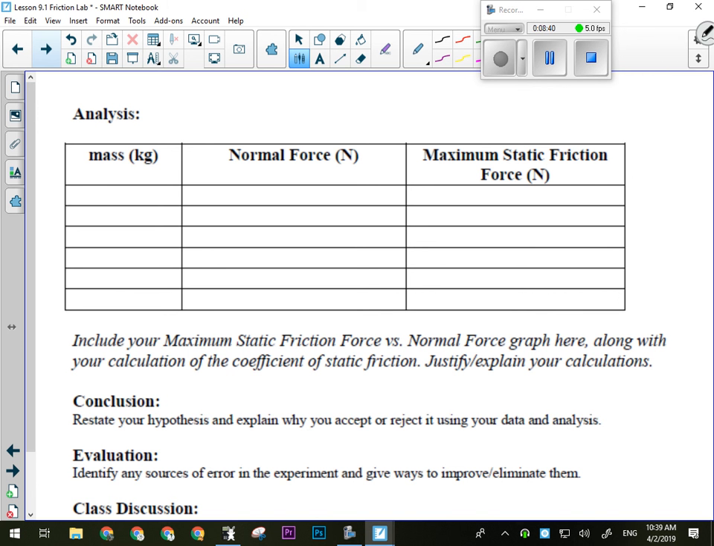How do you calculate normal force in this situation? Mass times gravity. It's a level floor, so that's an easy calculation. The maximum static friction is your biggest number in your chart for each trial. Then you will graph these two things together.